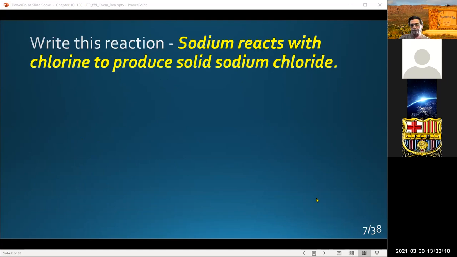So here's a reaction. Sodium reacts with chlorine to produce solid sodium chloride. Let's start off. Sodium, well, obviously we need to find the symbol for sodium, which if you don't know by now, hopefully you can look it up and see that that is Na. Na is the symbol. What do we also know about it? Well, it's a metal, right? We also know, based on its position in the periodic table, that it's a solid.